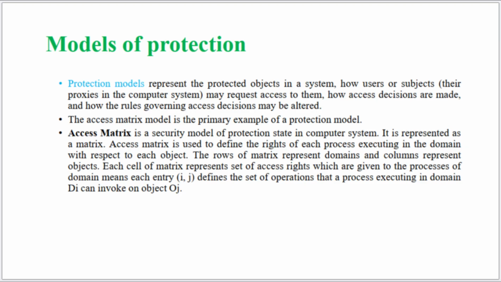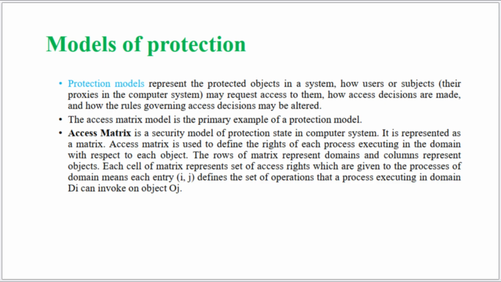Models of protection. Protection models represent the protected objects in a system, how users or subjects, their proxies in the computer system, may request access to them, how access decisions are made, and how the rules governing access decisions may be altered. The access matrix model is the primary example of a protection model.